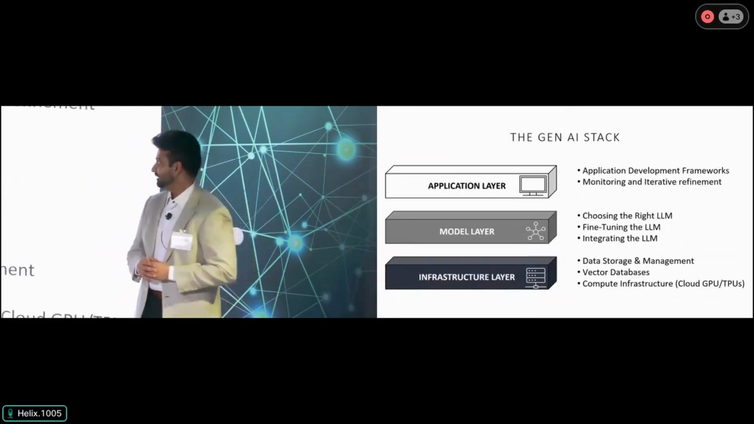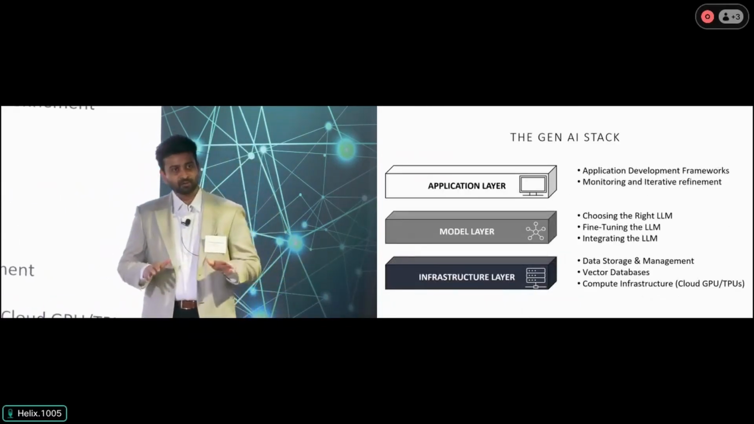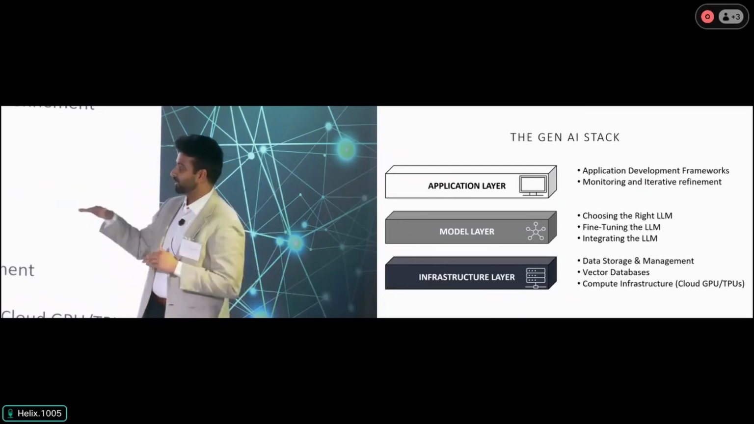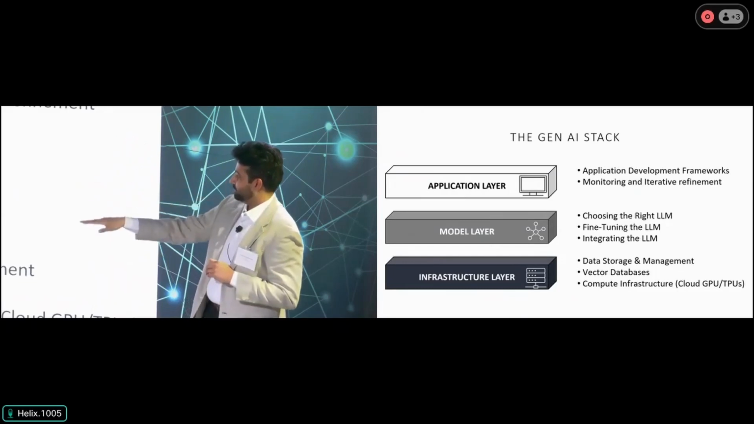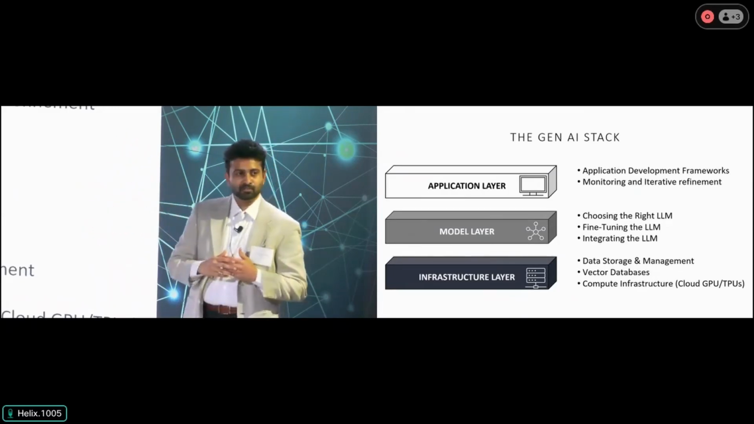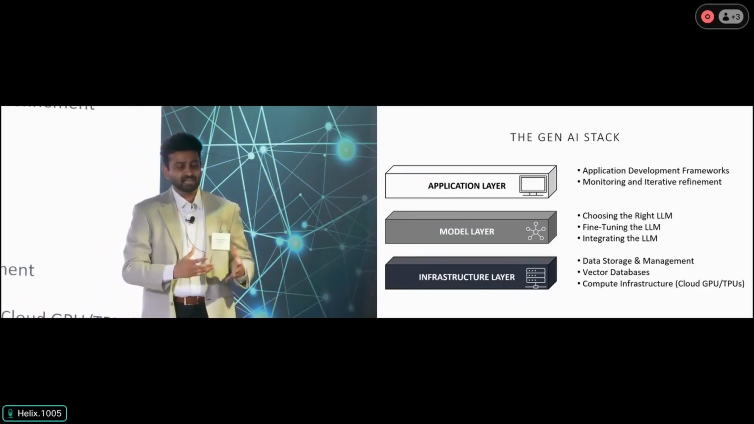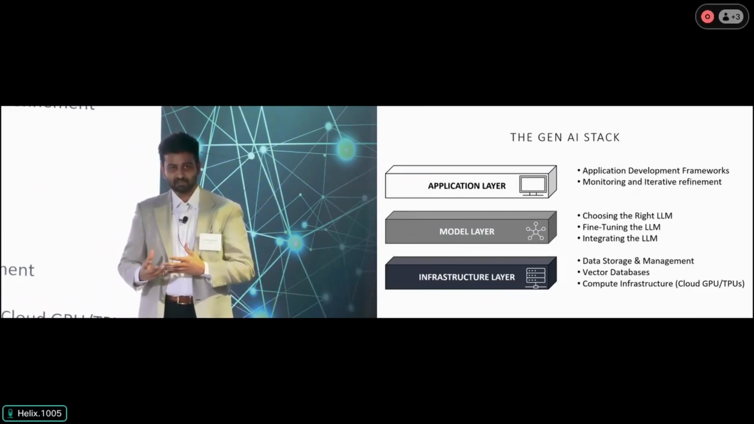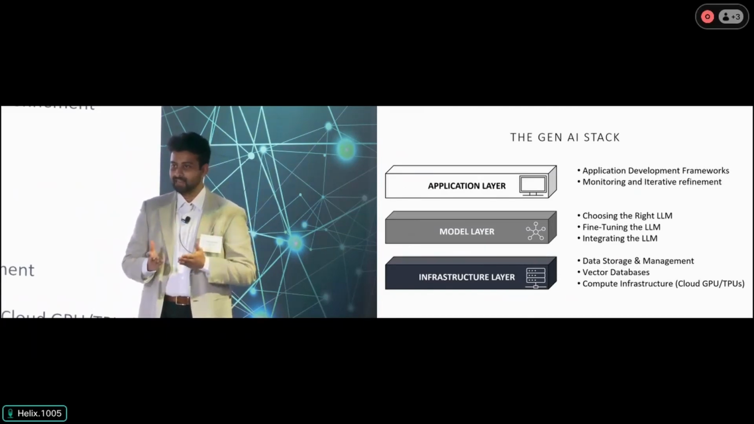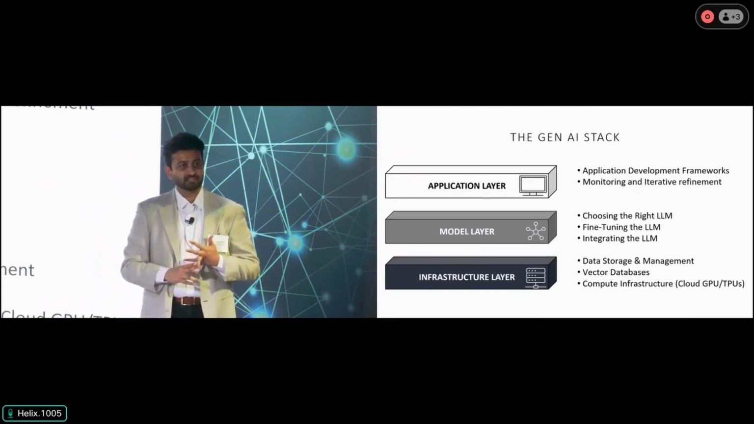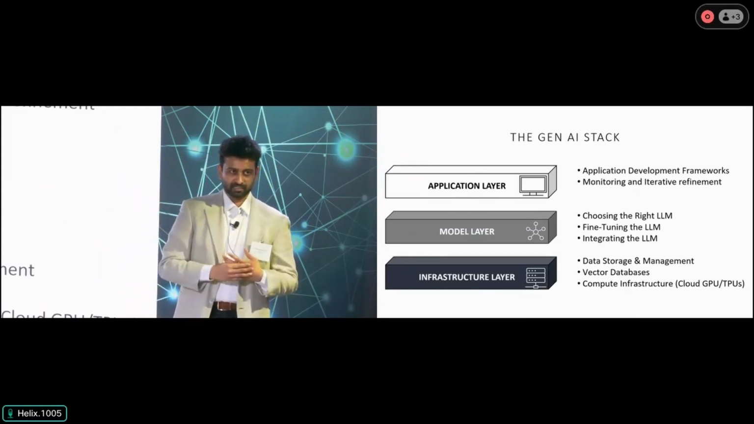Next. So we'll start off with the Gen AI stack, right? Regardless of what cloud you use, these three fundamental layers exist today. Going from bottom up, we have the infrastructure layer where you can use data storage and management to manage everything from your training data to your prompts and traces of your application. You have vector databases that are typically used for RAG, or retrieval augmented generation, tasks. You also have compute infrastructure that's used for fine-tuning as well as hosting some of these models.